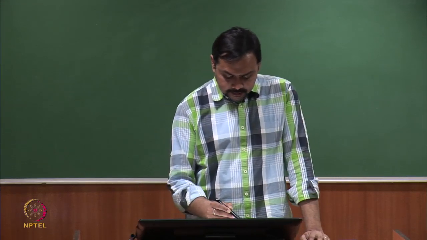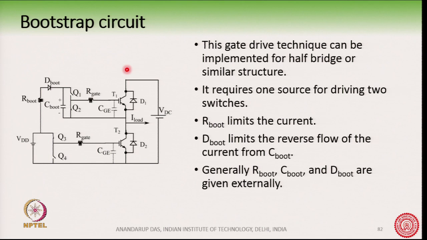So, you can see here, this is the power side, and you have the capacitances, the gate collector capacitances not shown here, and then you have this single voltage source. You also have four transistors here, Q1, Q2 and Q3, Q4, and some other elements like R gate, D boot, R boot and C boot.